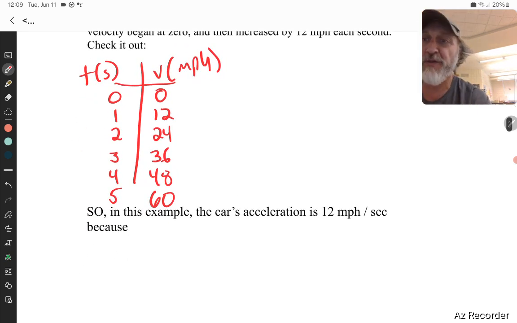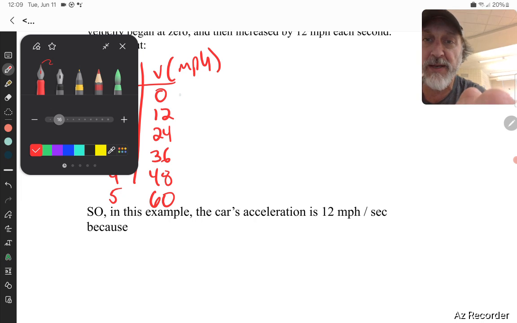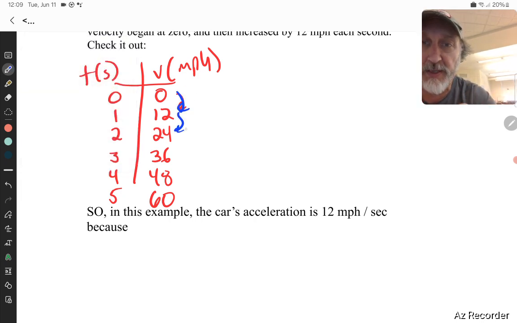And notice, what's the velocity doing every second? Going up by 12 miles per hour per second.